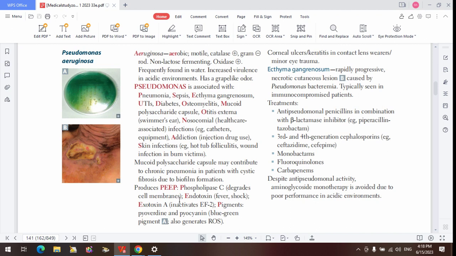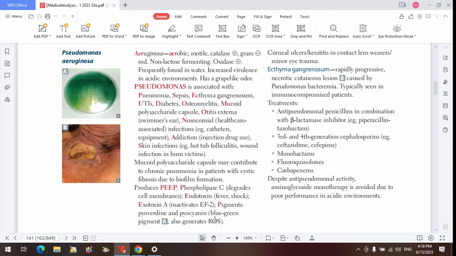The last one, the last P, are the pigments. So, pyoverdine and pyocyanin. They are blue greenish pigments. So those pigments can explain why someone that has pneumonia from Pseudomonas can be producing greenish sputum. You can see someone having UTI having a greenish discharge. It's because of those pigments.